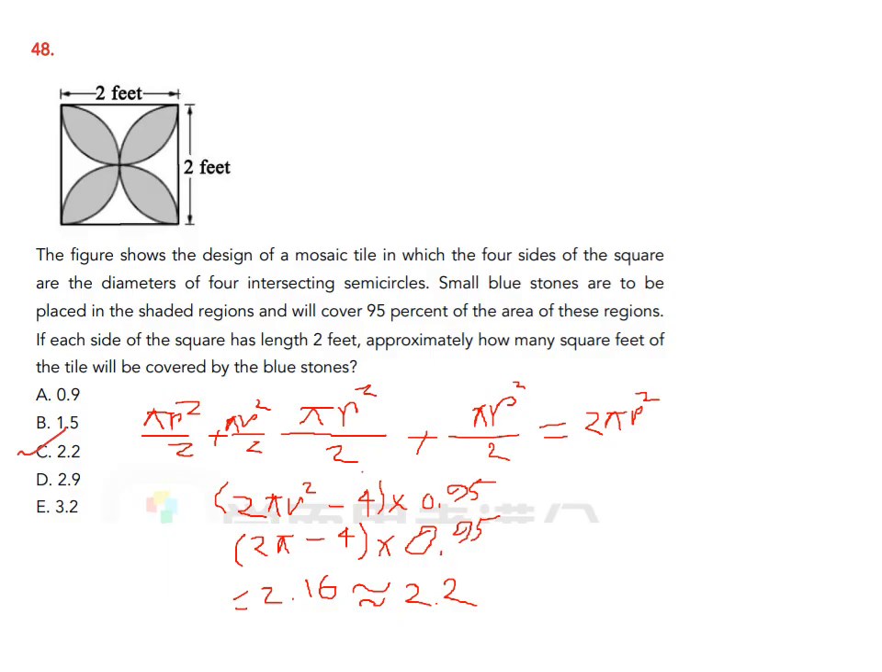Or you can think of it in this way. There are 2 feet in each side. So 2 by 2 equal to 4. Multiplied by how much is covered? 95%. So multiplied by 0.95 and we get 2.16. So approximately the answer will be option C, 2.2.